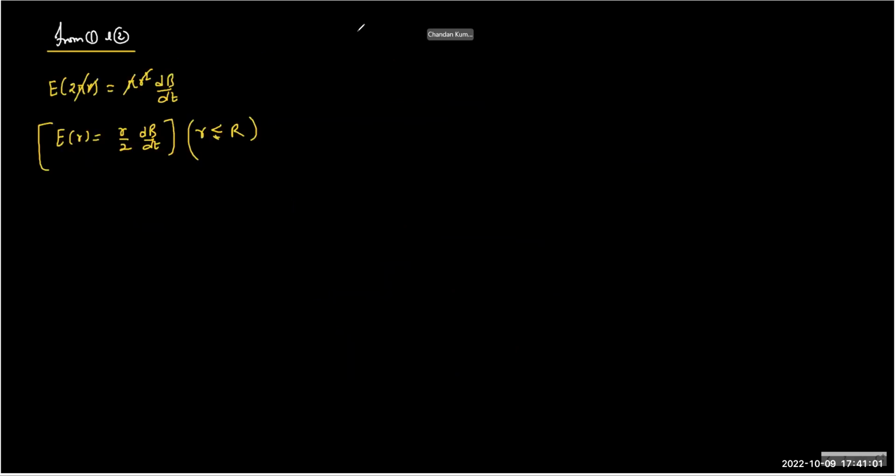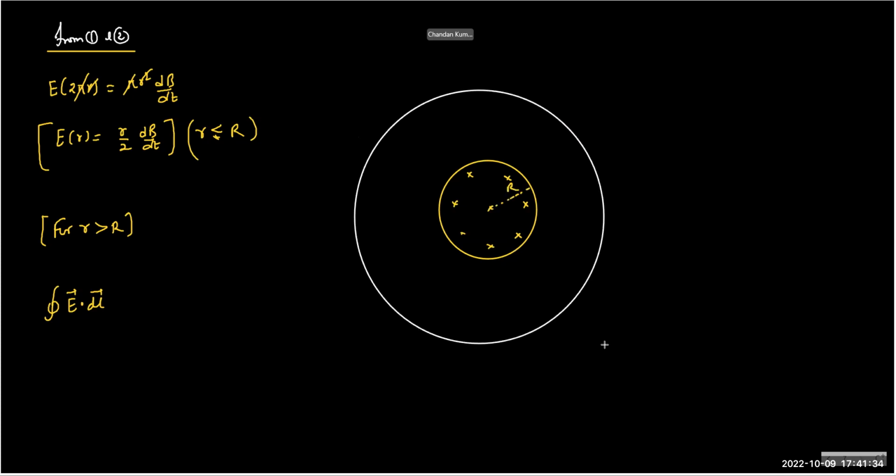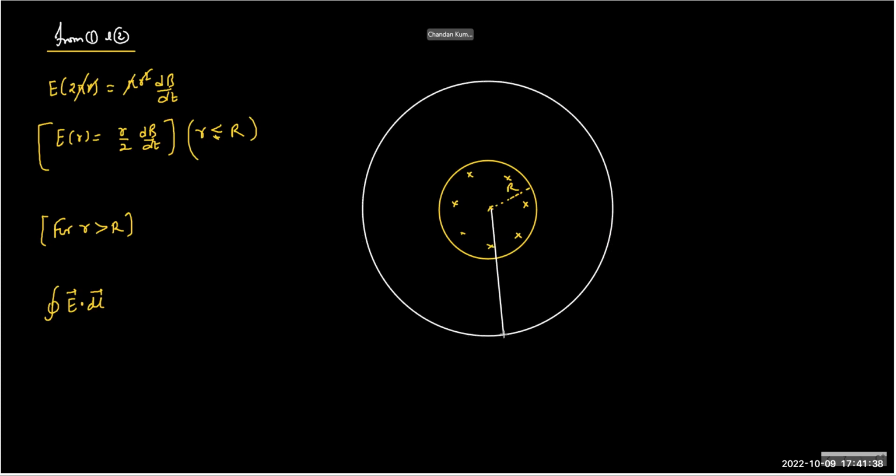So the next part is, what if r is more than R? What to do? So the LHS will be the same, E dot dl we write for the loop, right? Imagine if I draw a small figure, just to show you, the magnetic field is confined up to this region, let's call this R, and the loop is beyond this but kept concentric. So flux is still there. So the flux in this case will be how much?